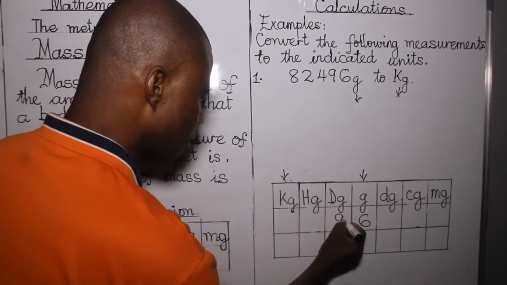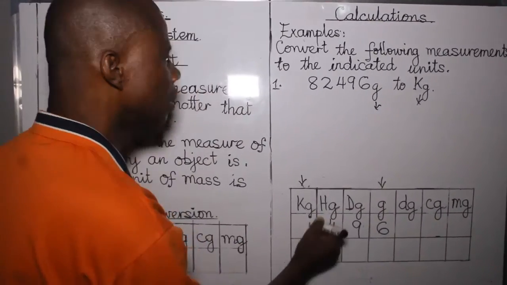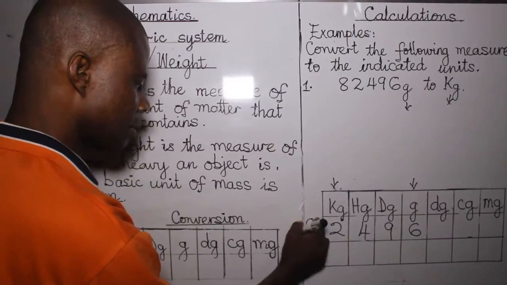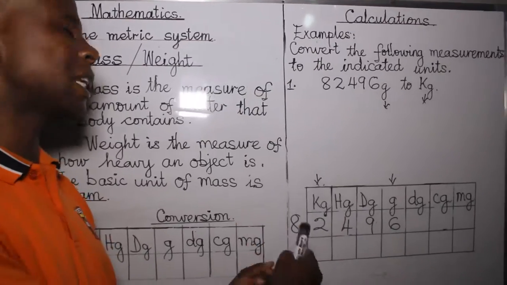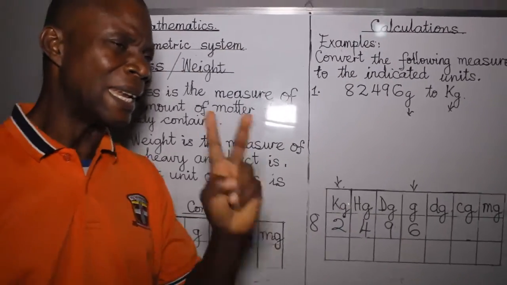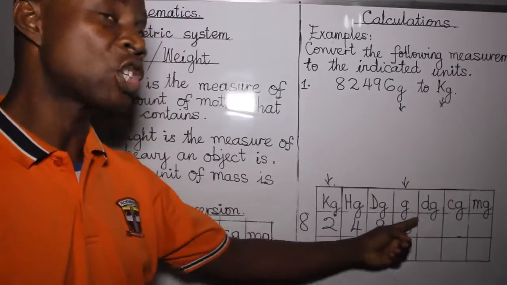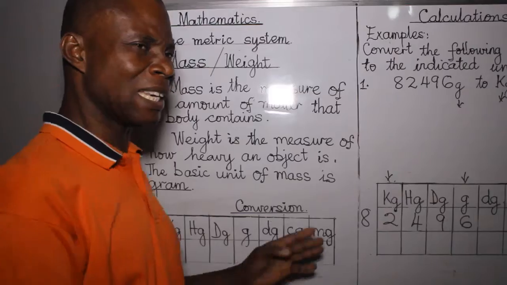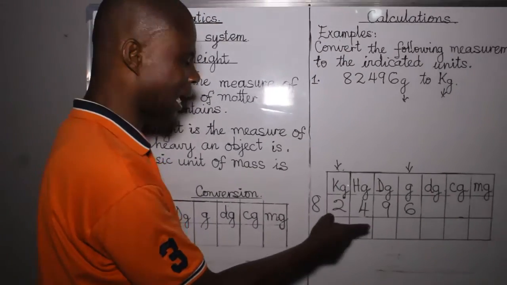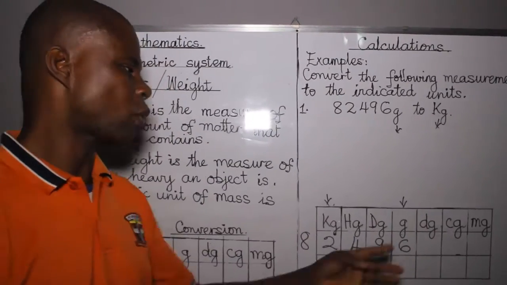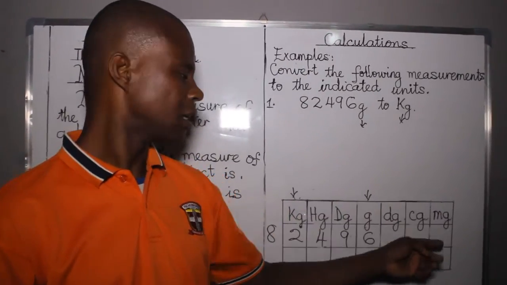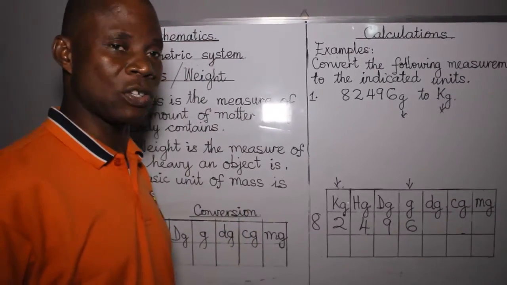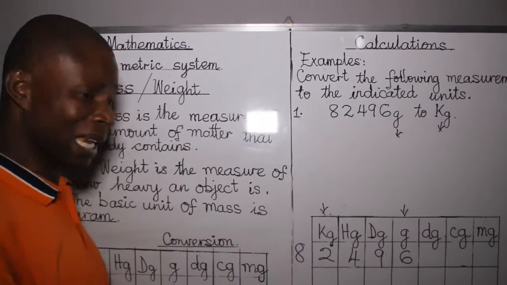Next 9, next 4, next 2, next 8. You can see this 8 is outside the kilogram. The rule says never fix 2 figures under each column. Assuming this number continues, that's how you continue fixing it. It's not compulsory that it must enter under this column. Likewise, at the right hand side, if it's beyond milligram, the same thing. That does not affect your answer. The answer comes out perfectly at the end of the day.